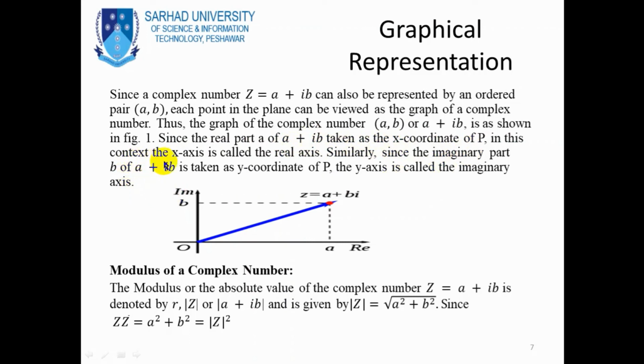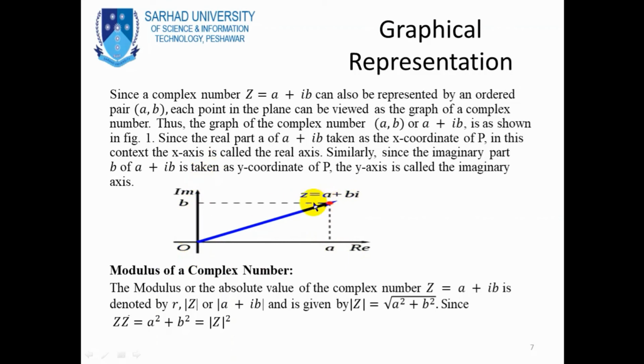Since the real part A of the complex number A plus iota B is taken as the x coordinate of P, in this context the x-axis is called the real axis. Similarly, since the imaginary part B is taken as the y coordinate of point P, the y-axis is called the imaginary axis. So you see over here, this is the complex number Z equal to A plus iota B. This is the real part and this is the imaginary part of the complex number.